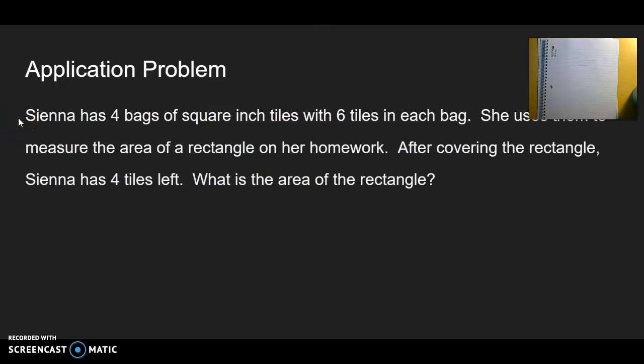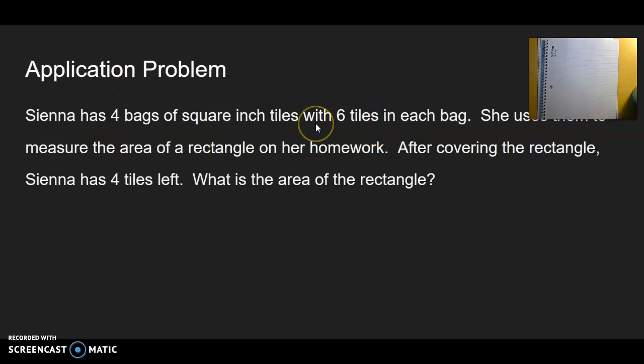Sienna has 4 bags of square-inch tiles with 6 tiles in each bag. She uses them to measure the area of a rectangle on her homework. After covering the rectangle, Sienna has 4 tiles left. What is the area of the rectangle? Okay, I read that like a reader. Now let's read it like a mathematician.